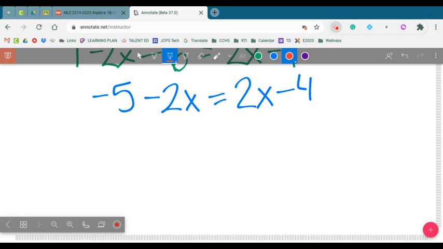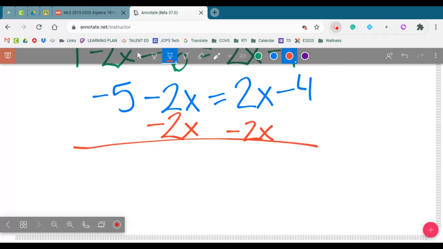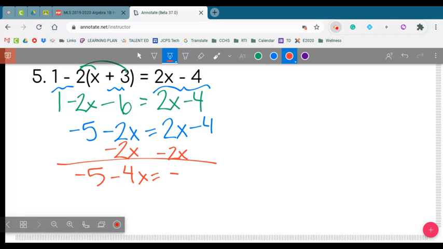Next, I'm going to move my variable to the left side. So this is a negative, this is a positive 2x. I'm going to subtract 2x on both sides. And I have to do that under the variable because you can only move it to a like term. So you have negative 5, negative 2, and negative 2 is going to give you negative 4x equals negative 4.